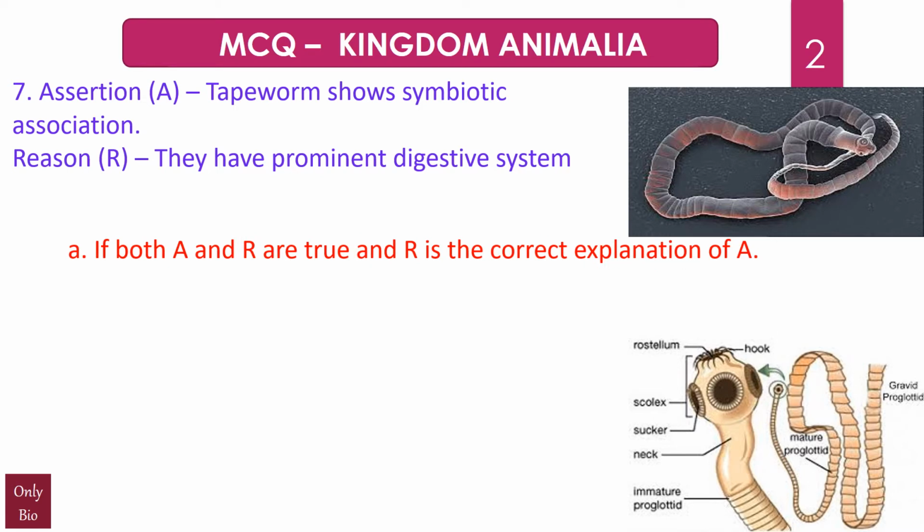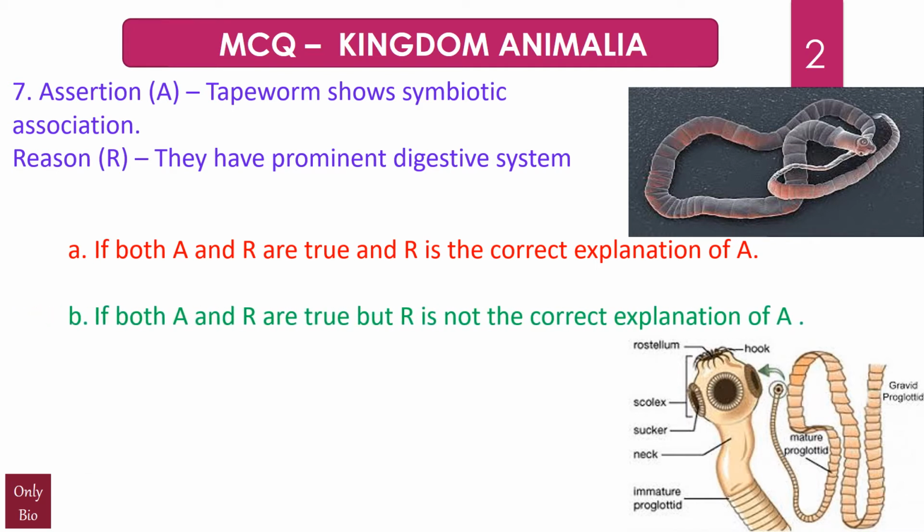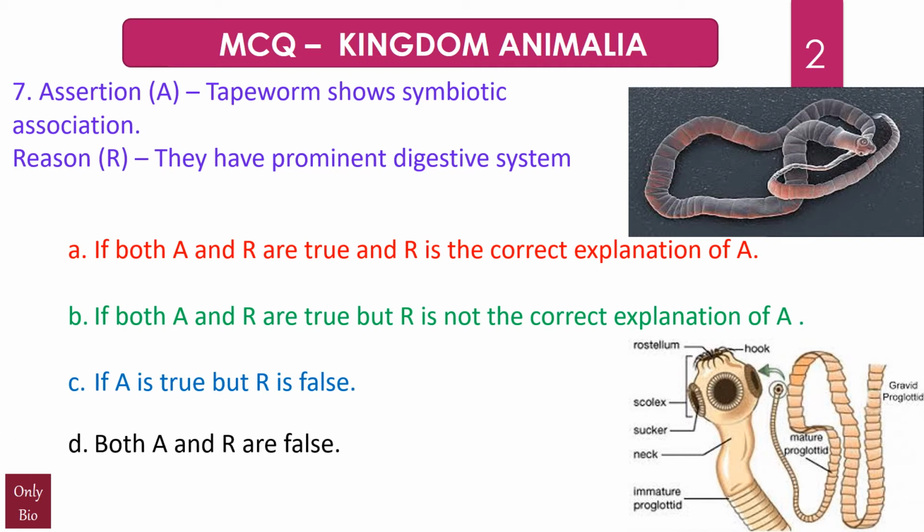Option A. If both assertion and reason are true and reason is the correct explanation of the assertion. B. If both assertion and reason are true but reason is not the correct explanation of assertion. C. If assertion is true but the reason is false. D. Both assertion and reason are false. And the correct answer for this question is D. Both assertion and reason are false, because tapeworm has a parasitic association and not a symbiotic one.